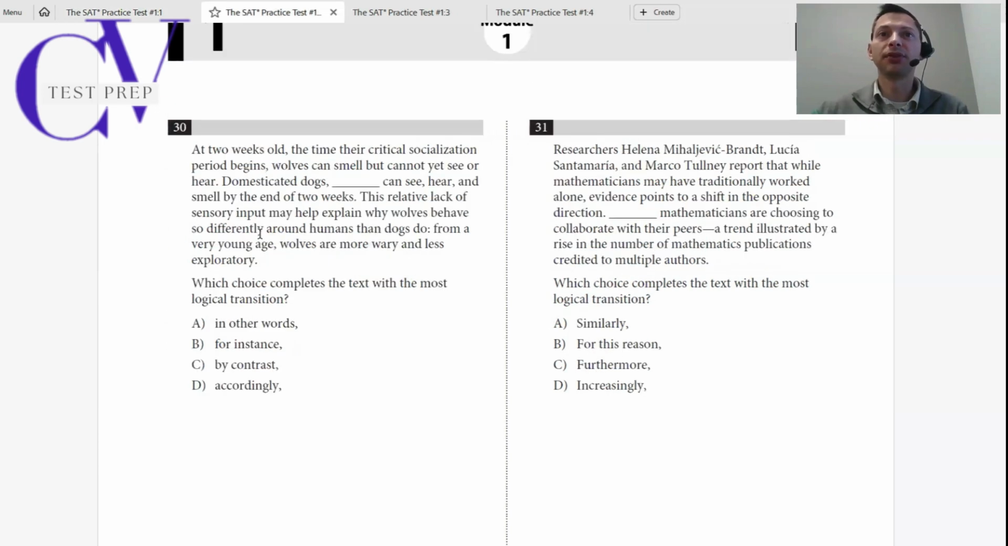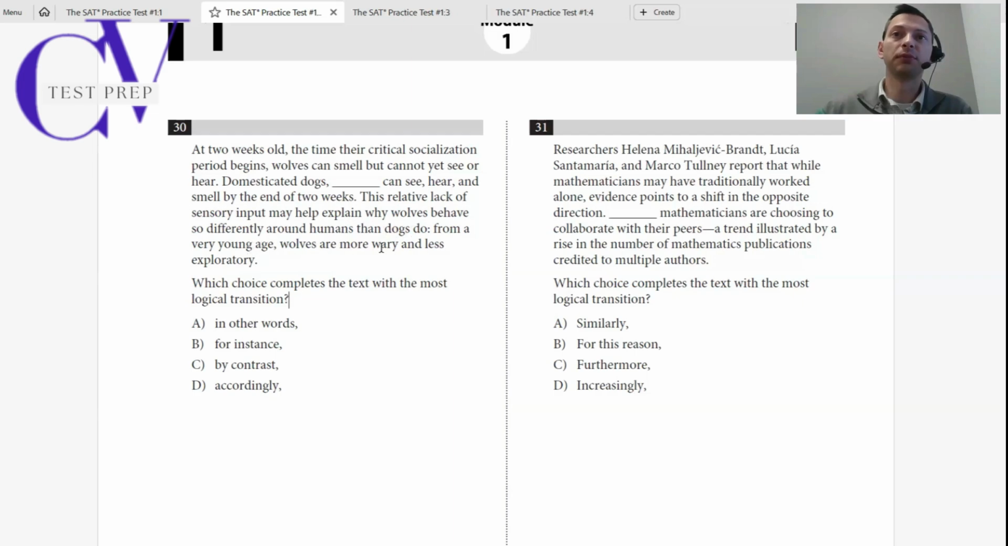Let's look at question number 30. We know it's a transition question because we see it here. So let's read the first sentence. At 2 weeks old, the time their critical socialization period begins, wolves can smell but cannot yet see or hear. Okay, so at 2 weeks old, wolves can smell but can't see or hear. Okay, got it. Domesticated dogs can see, hear, and smell by the end of 2 weeks. This relative lack of sensory input may help explain why wolves behave so differently around humans than dogs do.